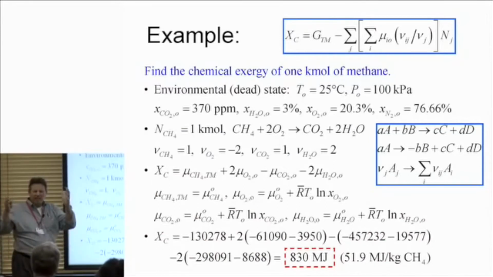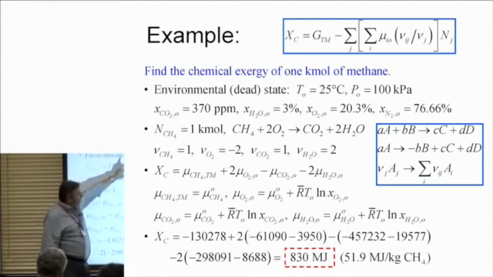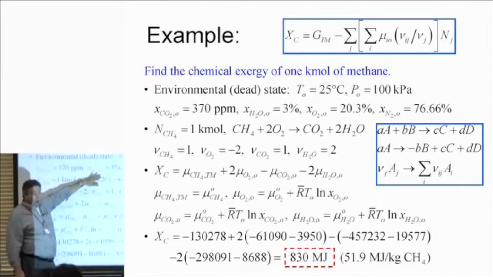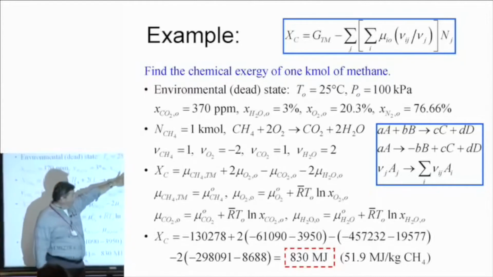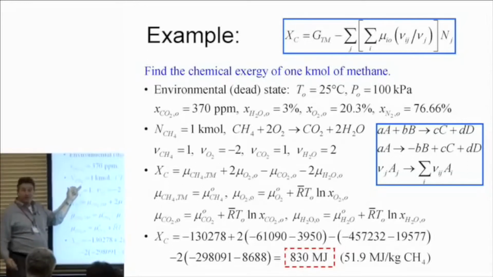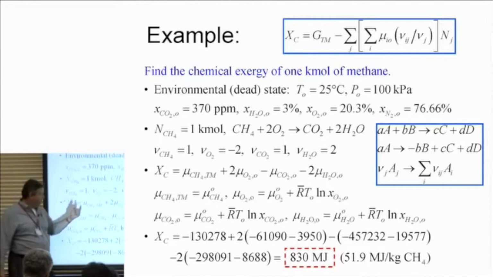And that equation is not the best looking equation with all the funny summations in it. So 1 kilomole of methane is our resource. I put the equation up in the top. The environmental state is 25 degrees C, 1 bar. For my composition, I took 370 ppm of CO2, 3% water, so a little below saturation, 20.3% O2, balance nitrogen. My resource has only one thing in it, methane. I have 1 kilomole. I have to transform that to environmental species.